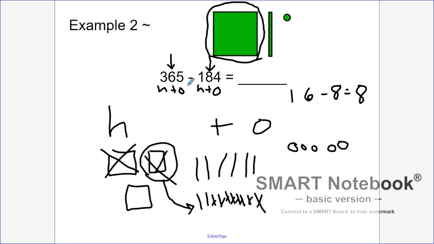And the last step we do is that we do 5 minus 4. 5 is bigger than 4. Not everything needs to be regrouped. If the first digit is bigger than the second digit, you simply subtract it like normal. 5 minus 4 equals 1.